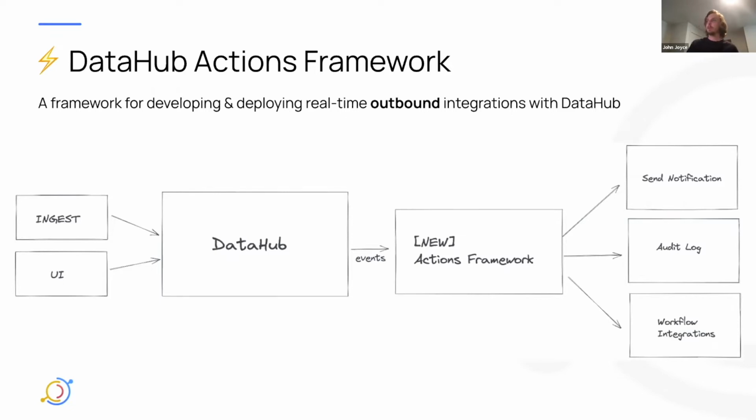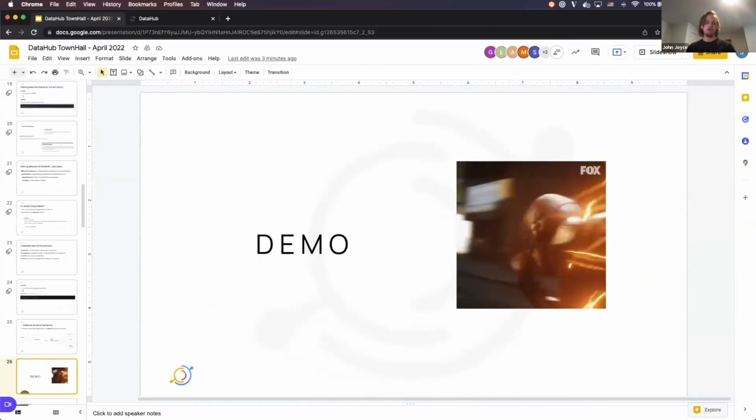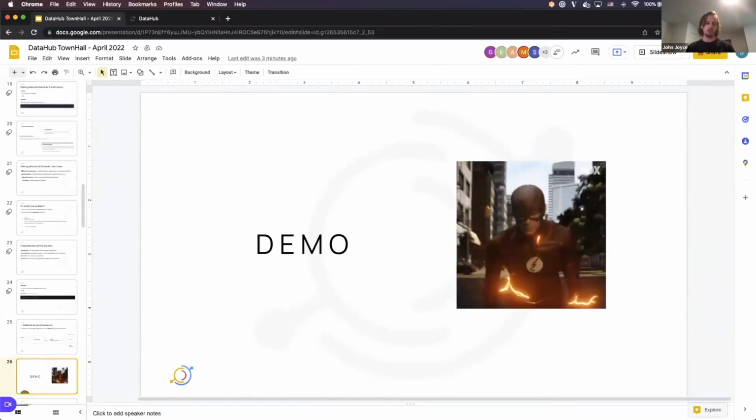So on the left side of the picture here, we have a lot of activity: ingestion, UI changes. And on the right side, we have a new Actions Framework, which is able to respond to those things in real time and then take certain actions like sending notifications, audit logging, integrating into your company's workflows. And so now I'm going to pop out of the presentation into a quick demo where I'll show you what it looks like to work with the framework.